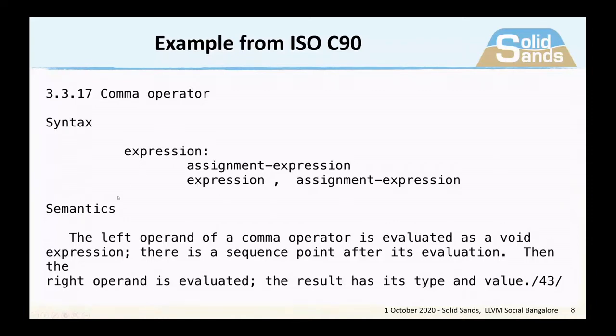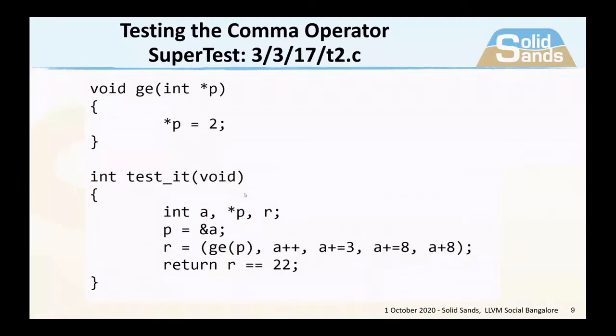More importantly are the semantics, and those require that first the left operand is evaluated, then there's a sequence point after the evaluation, and then the right-hand side is evaluated. And the result of the right-hand side is the result that will be, for example, assigned to the variable, or that will be returned when you have a comma operator in the return statement. So a test in supertest for the comma operator looks like this. That's based on the specification that we just read.